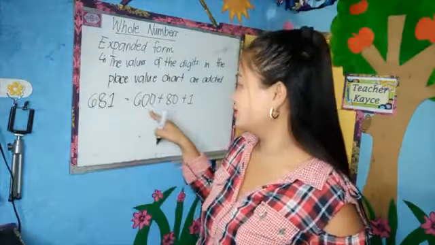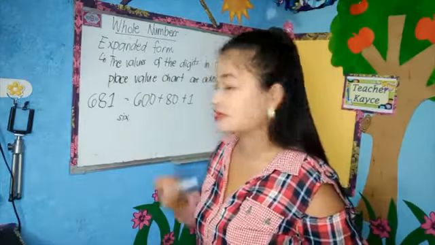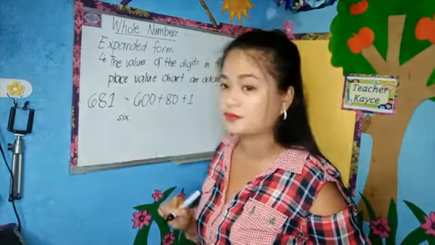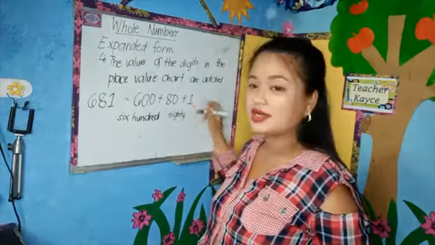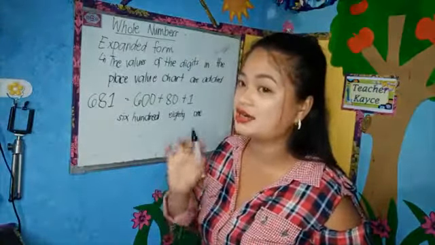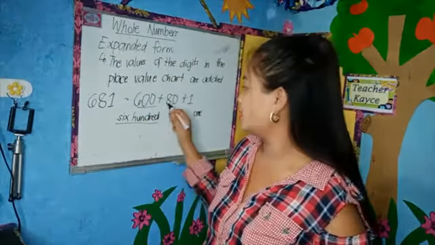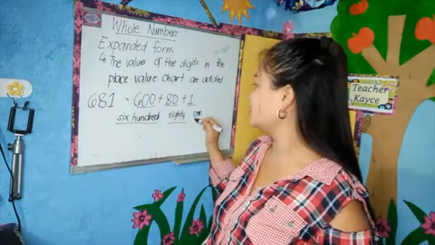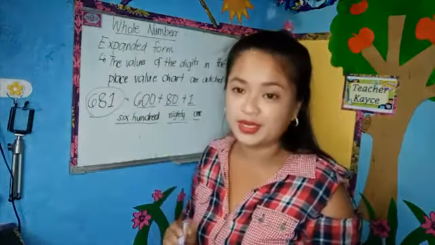How are you going to read it? We have 681. How are you going to write it? 600, this one 80, and this one 1. So in your expanded form, you can easily read your whole numbers. So we have 600, 80, 1: 681. That is your whole number. So that is our lesson for today.